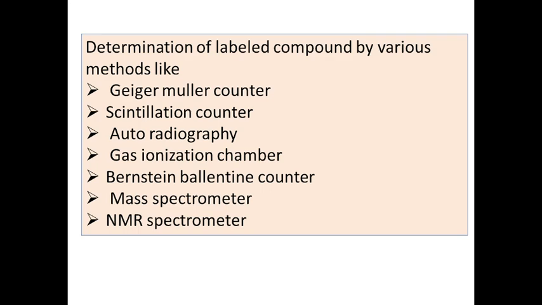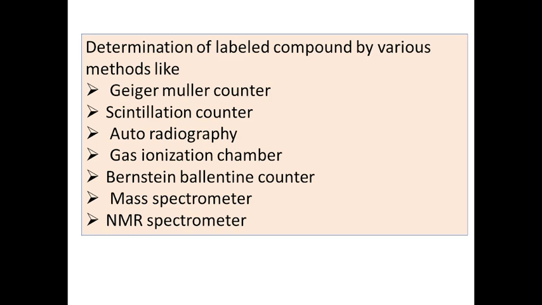These are the following methods: Geiger-Müller counter, scintillation counter, autoradiography, gas ionization chamber, Brainstem-Ballantyne counter, mass spectrometer and NMR spectrometer. All these are the different methods or instruments or techniques which are used for determination of label compound. In that, first one is Geiger-Müller counter. In today's video lecture, we will see about the Geiger-Müller counter, scintillation counter and autoradiography.